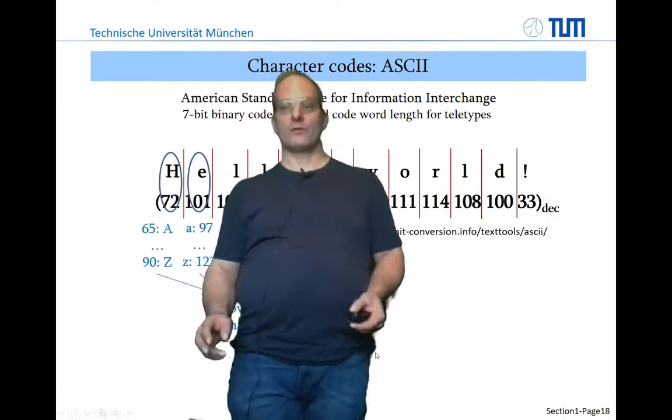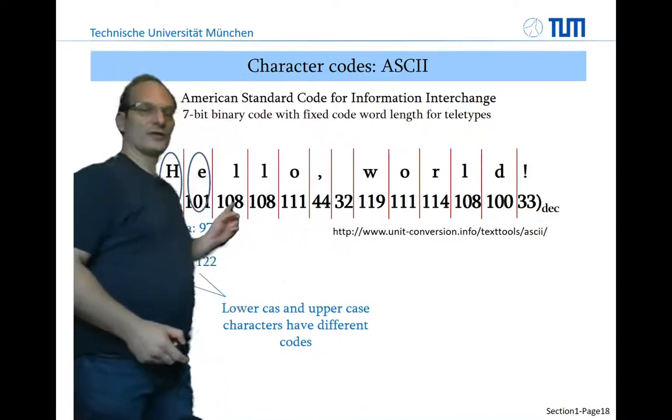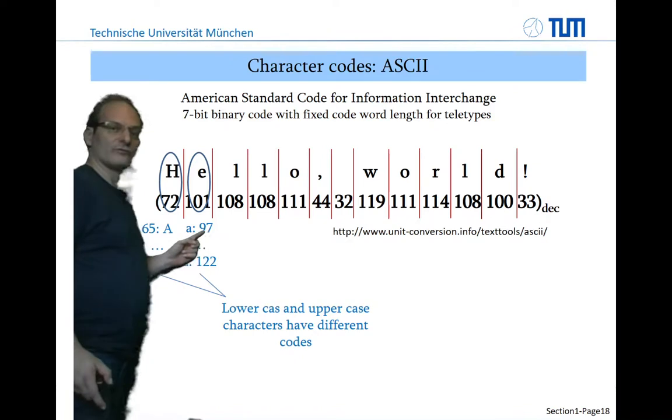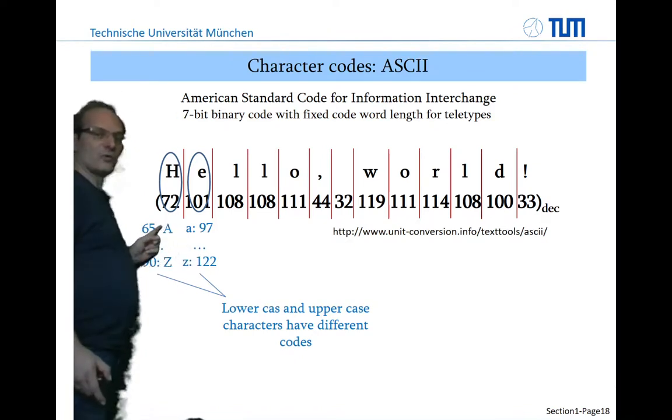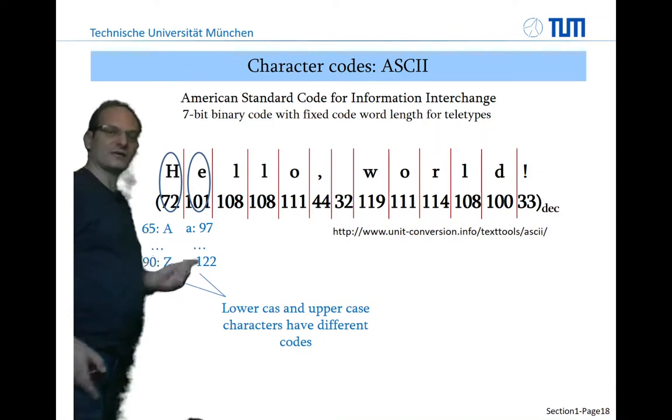So, therefore, you can also identify the uppercase and lowercase. For example, it's an ordered list, as I said. So 65 is A uppercase, 97 is A lowercase.